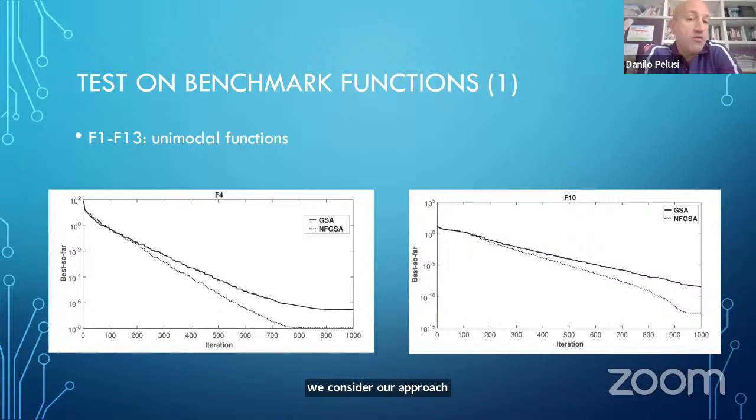For example, we consider our approach with fuzzy logic on unimodal functions. Unimodal functions are useful to assess the exploitation phase of our algorithm, because unimodal functions have just one local optimum, and with this kind of function we can assess the goodness of the exploitation phase.